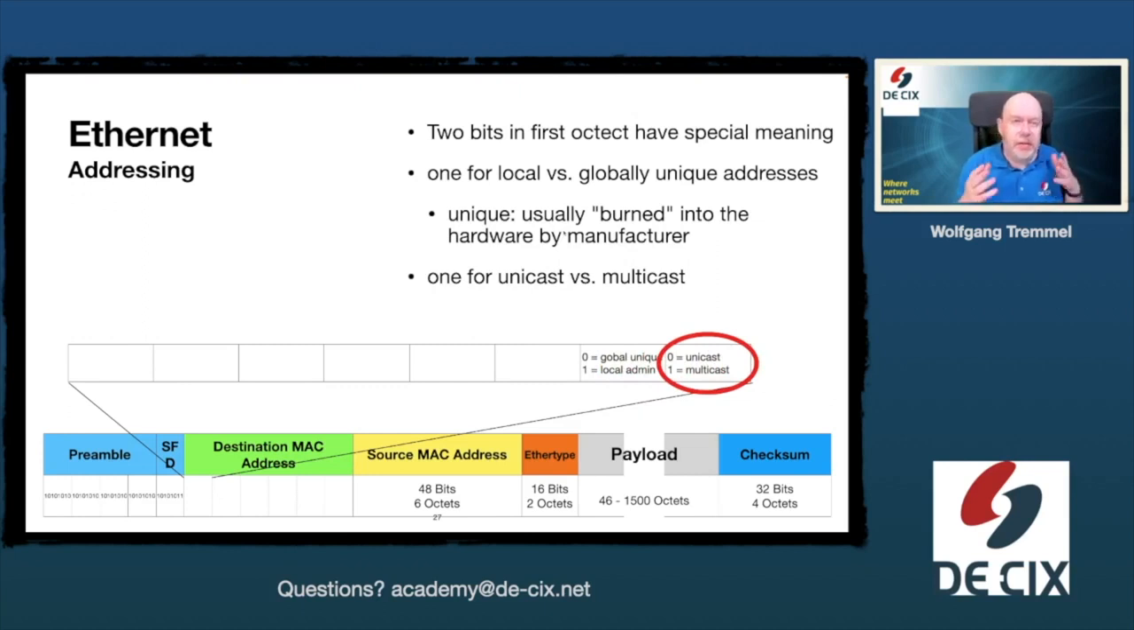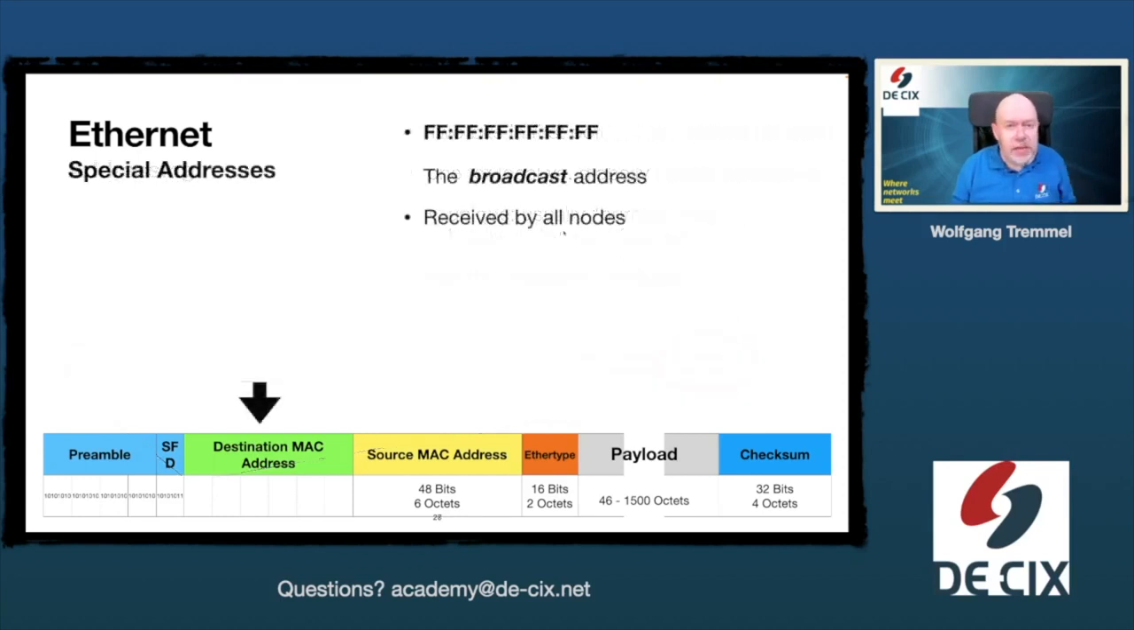Unicast means one station is a receiver. Multicast means more than one station should receive this Ethernet frame. There's a special multicast address, the broadcast address, where all bits are set to 1, and that's received by all nodes on an Ethernet segment.